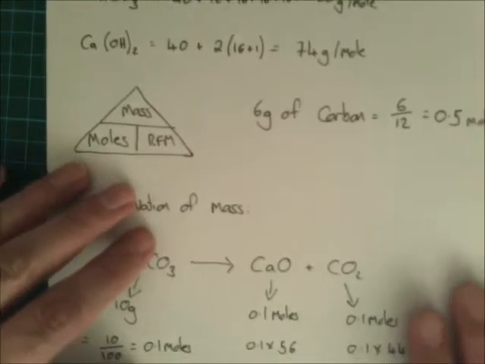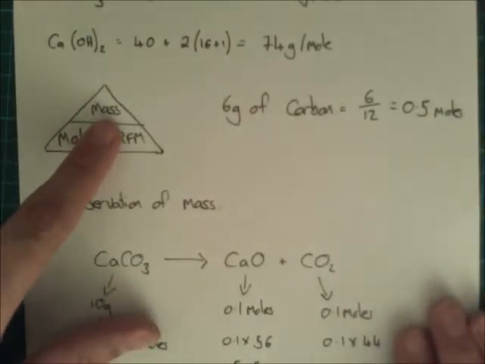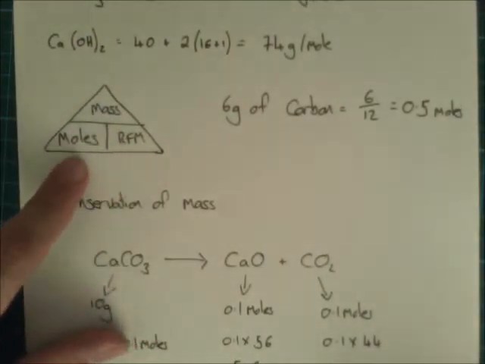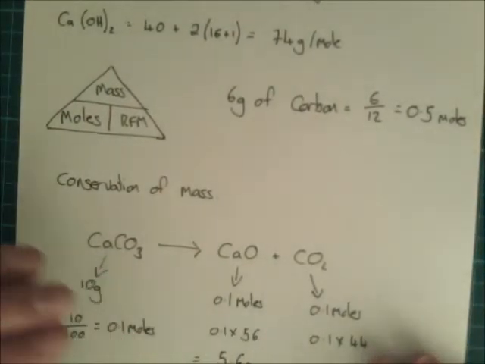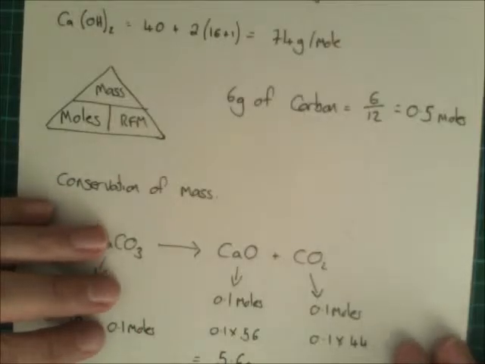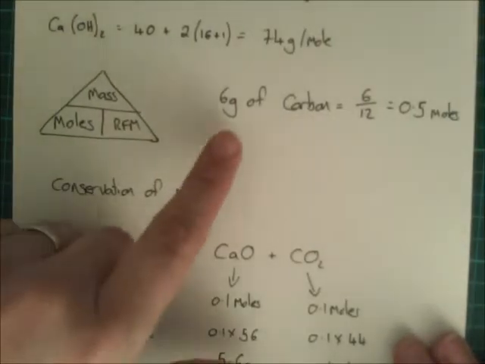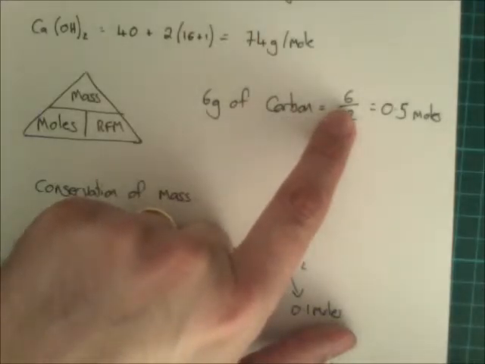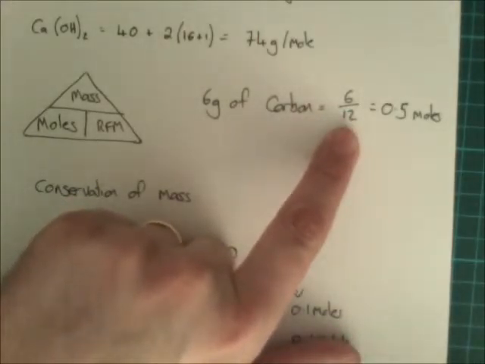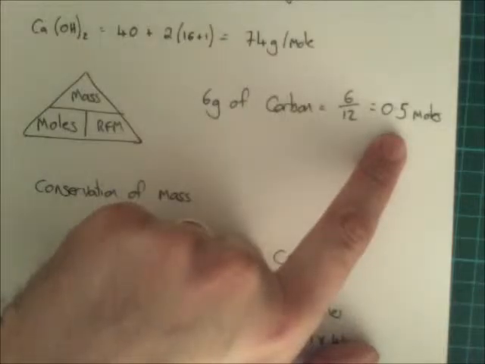So remember the formula and the triangle: mass divided by relative formula mass gives you the number of moles. And remember that's based on 1 mole being the number of carbon 12 atoms in 12 grams of carbon 12. So here's an example, 6 grams of carbon would be 6 as the mass, 12 is the relative atomic mass of carbon, which will give us half a mole.